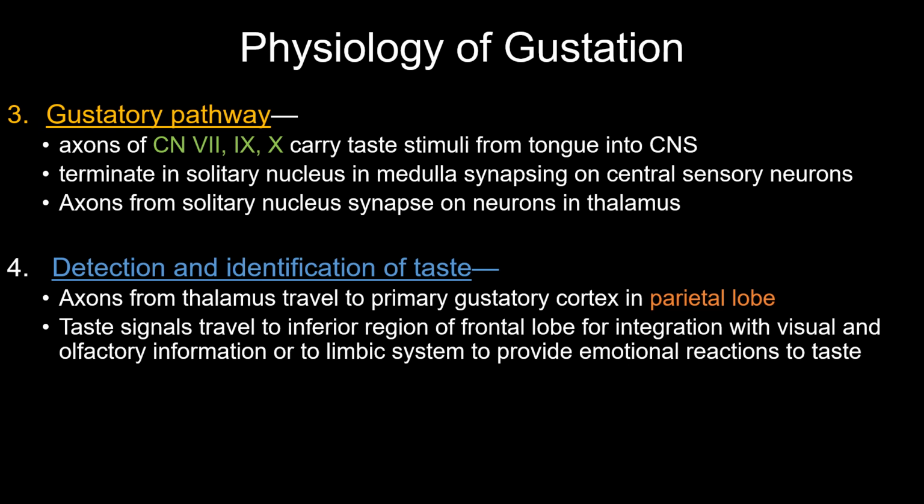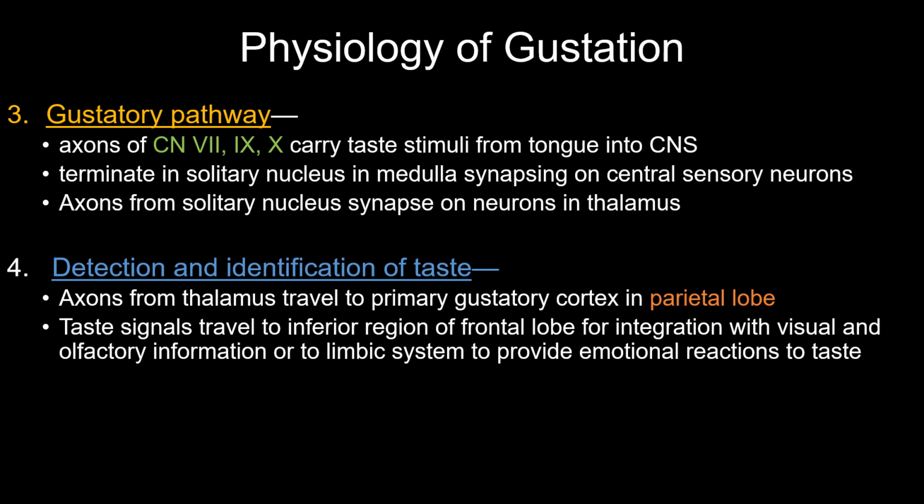So let's see, the axons of these three nerves are going to terminate in what is known as the solitary nucleus of the medulla oblongata. Okay, they synapse from there onto central sensory neurons. This solitary nucleus is essentially a cluster of somas located in one of the columns of the medulla oblongata, where the axons transmitting taste signal will terminate.